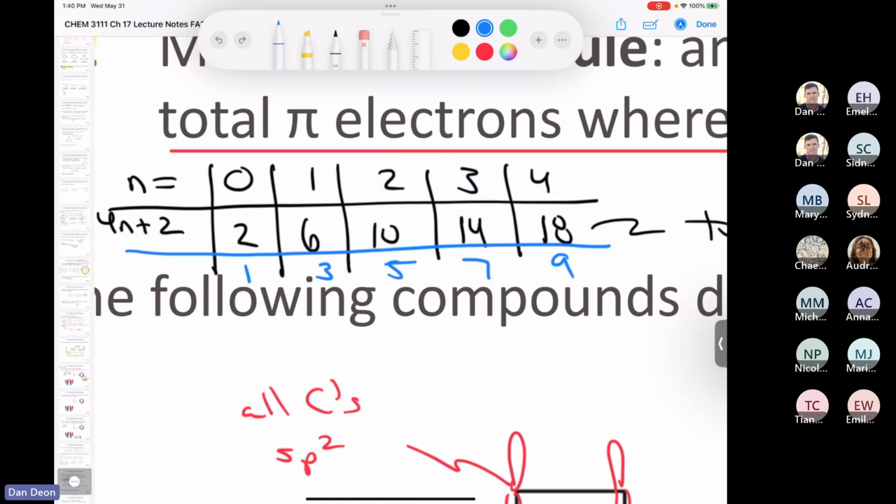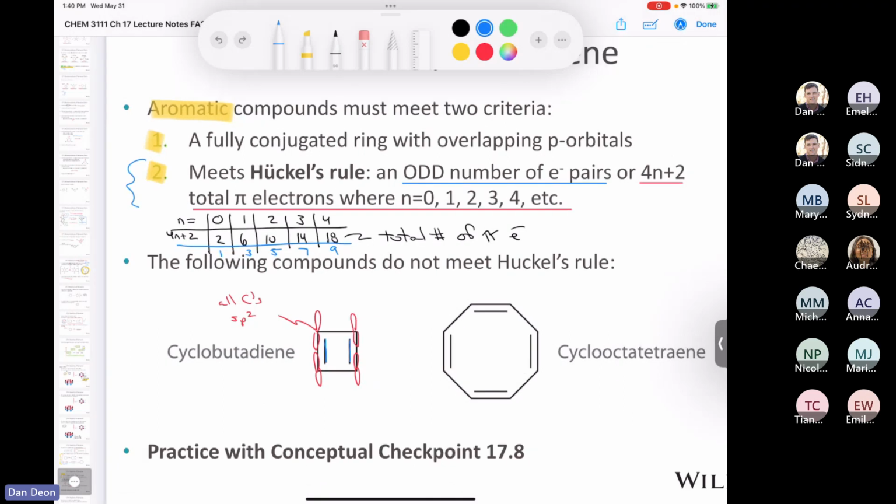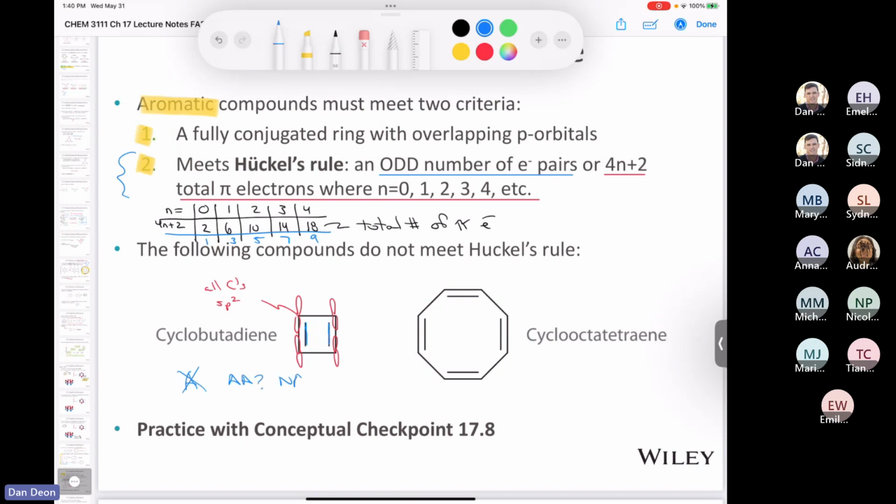Let me destroy all that. It's not a Huckel number. And so you can see that this compound does not follow Huckel's rule. And so now the question is, it's not aromatic, we know that. So is it anti-aromatic or is it non-aromatic? It's got to be one of those things. We're going to come back to that in just a second.